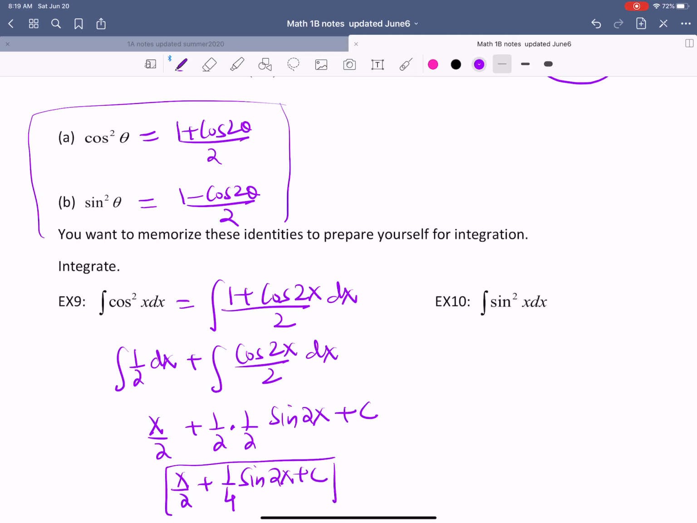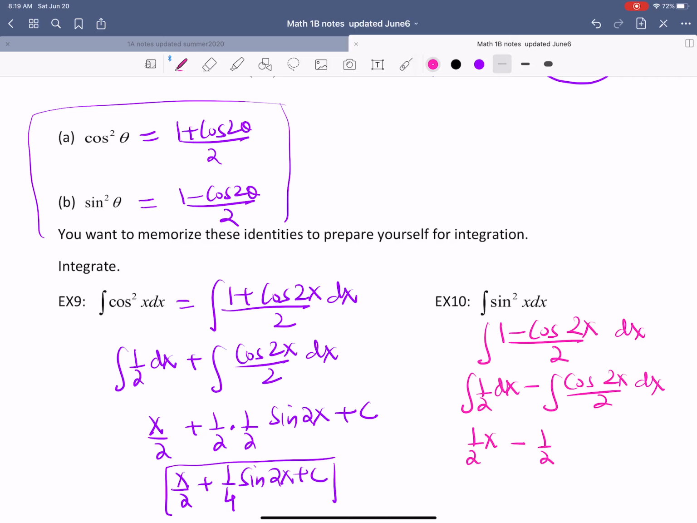Okay, there we are. Next one, we have sine squared x, the same. I'm going to use a double angle formula here. Sine squared x is 1 minus cos 2x over 2 dx, isolate into two integrals, cosine 2x over 2 dx. Okay, so that's 1/2 x minus, you already have the 2 in the denominator, pull it out. And integral of cosine 2x is sine 2x, but I must divide by 2 as well. So it's 1/2 x minus 1/4 sine 2x plus c.